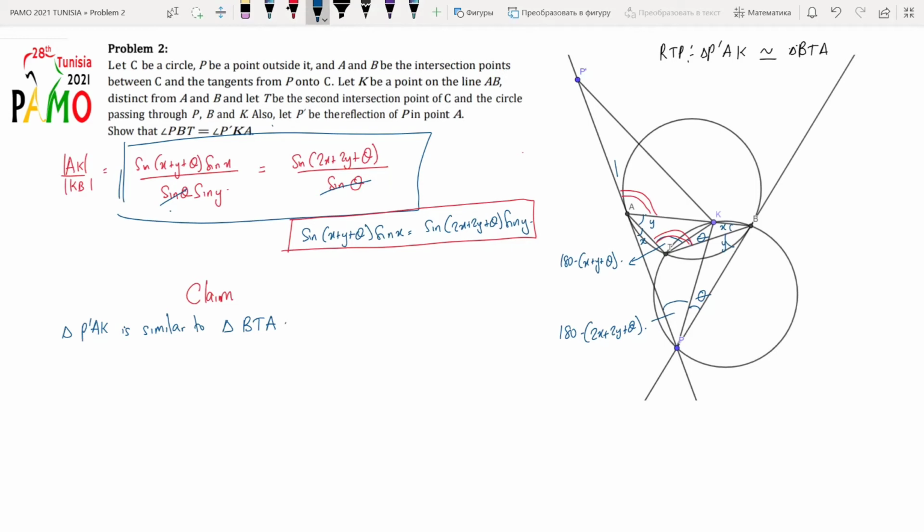So what does that give us? That will give us the condition to show. That is going to be if and only if P prime A over AK is equal to BT over AT. Right? Okay.